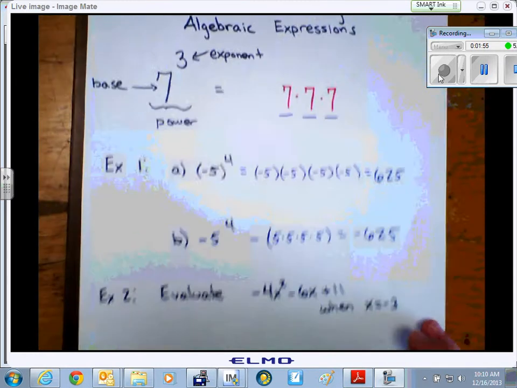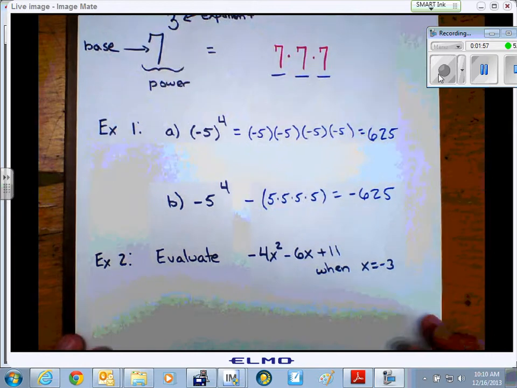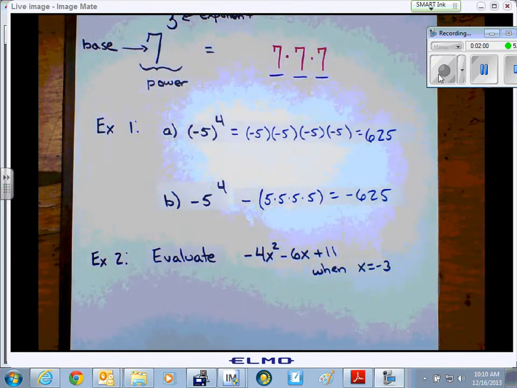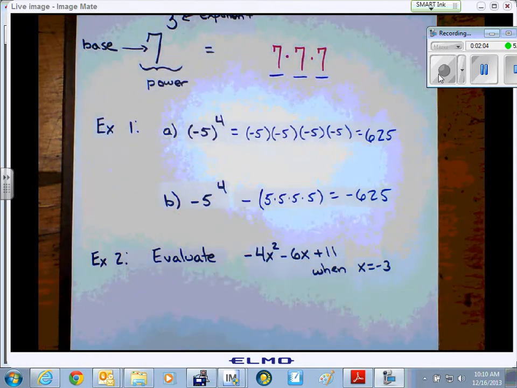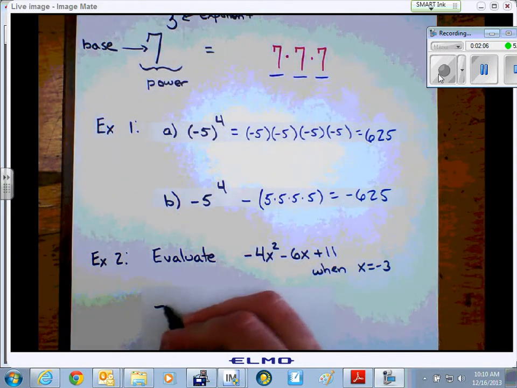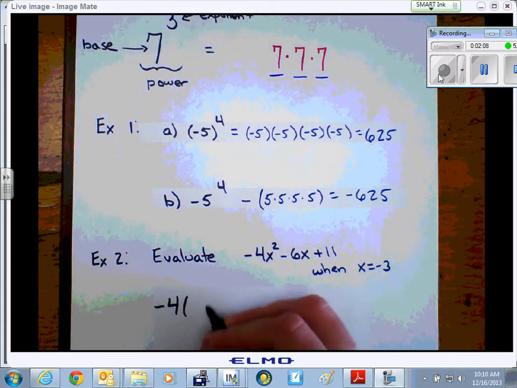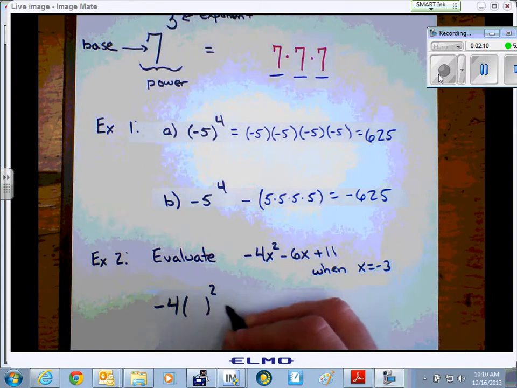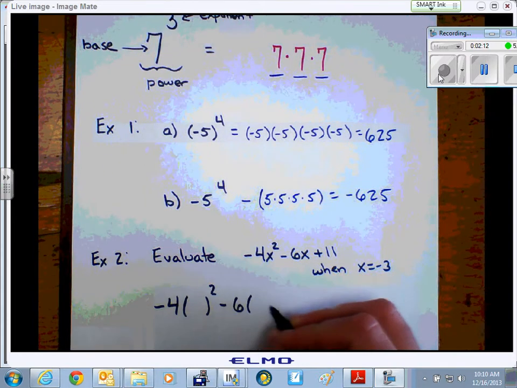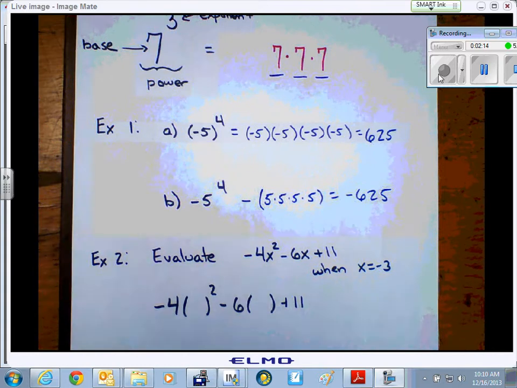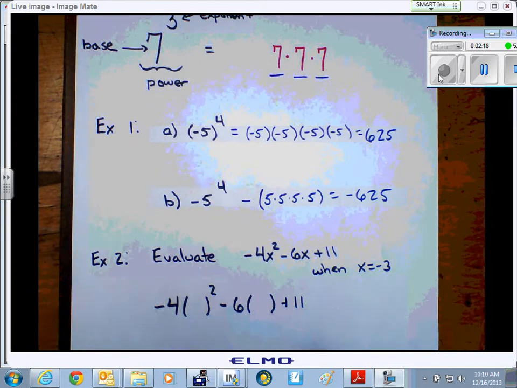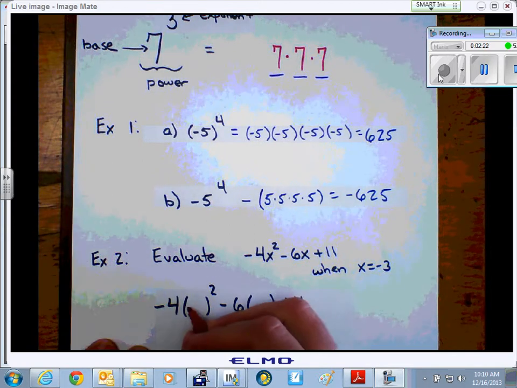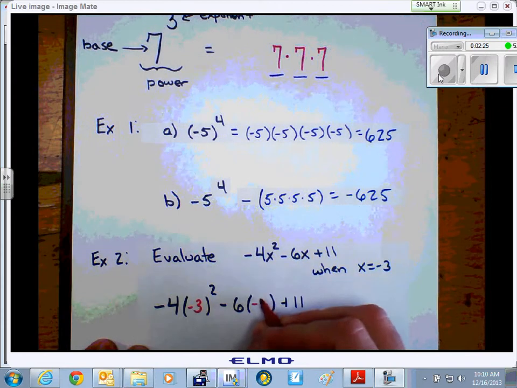Example 2 says they want you to evaluate -4x squared minus 6x plus 11 when x is -3. What I like to do when doing problems like this is to rewrite my expression, but everywhere you see a variable, just replace it with a set of parentheses, and then go back, that way you don't forget anything. And then once you do this, you already got your parentheses there, so there's no mistakes to be made. Go back now and just replace those parentheses with -3s.